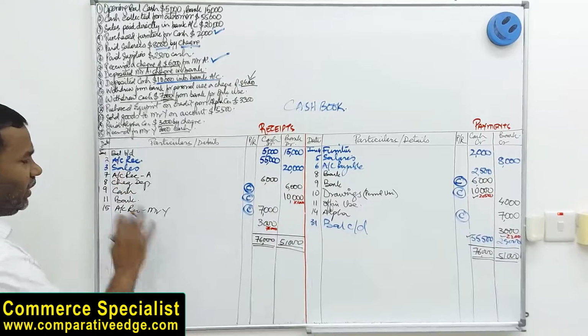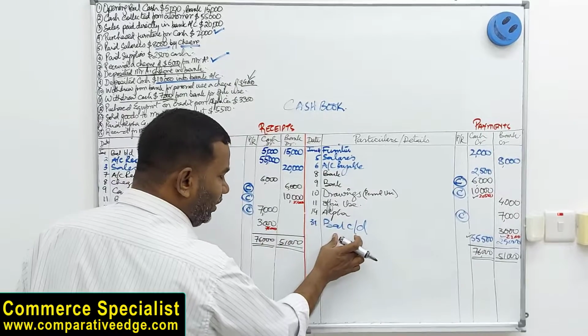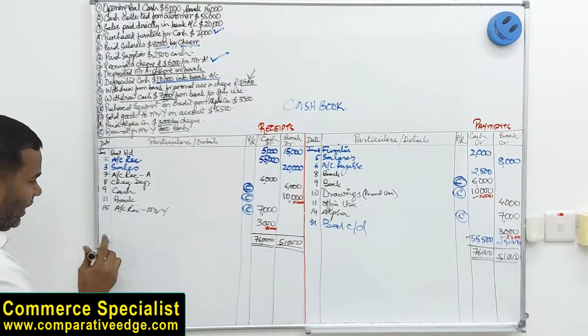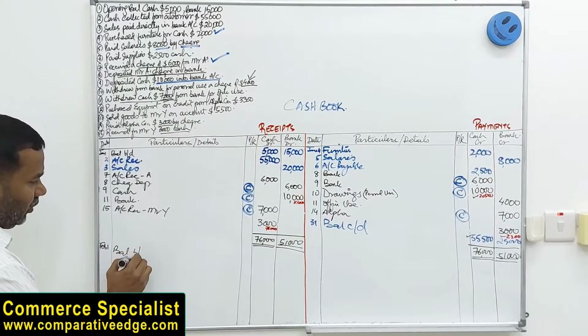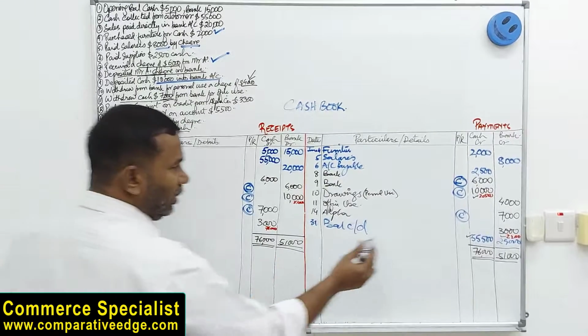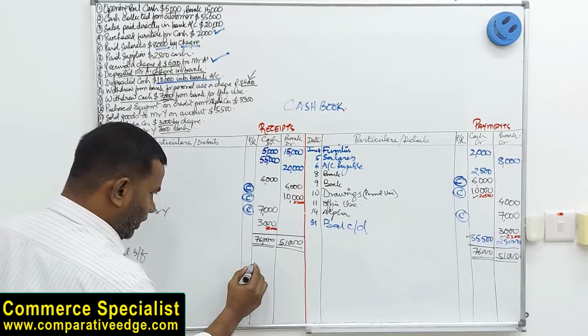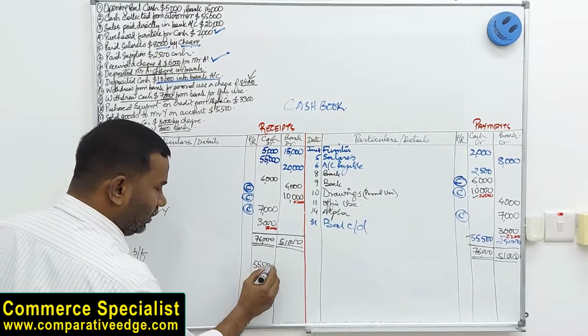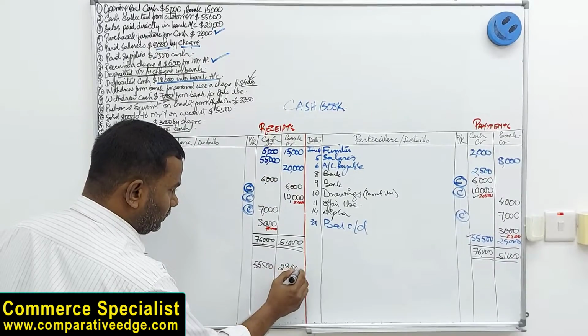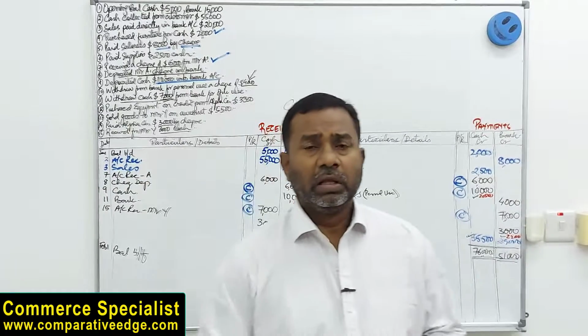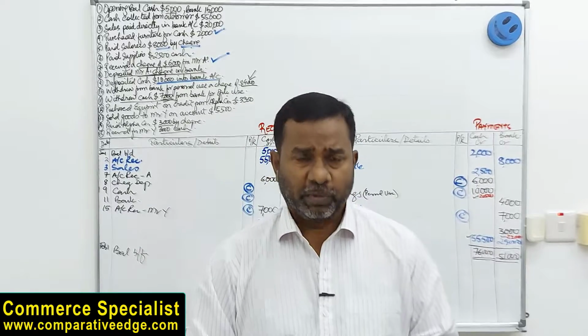If this was January, carried down is done here. On the opposite side, first day of the following month, February 1st, balance brought forward. This 55,500 will come here. And this is 29,000. This is how the cash book is prepared.